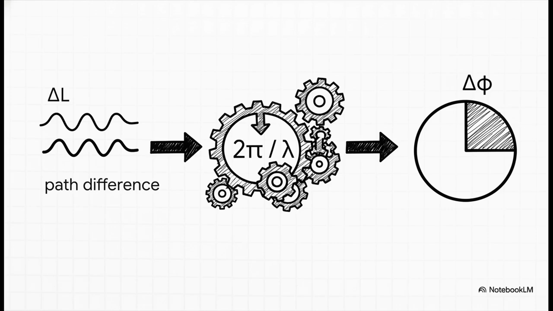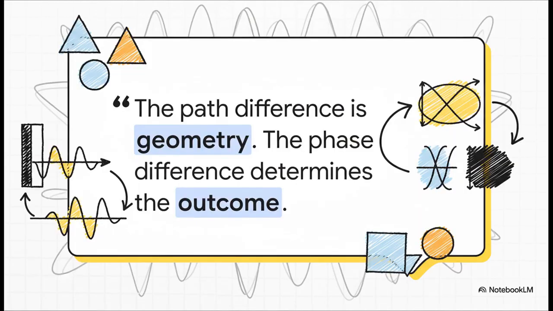You can just think of 2 pi over lambda as a conversion factor. It makes sense, right? For every full wavelength of distance a wave travels, its phase changes by 1 full circle, or 2 pi radians. This equation just scales that idea, turning any path difference into its equivalent phase difference in radians. This quote just sums it up perfectly.